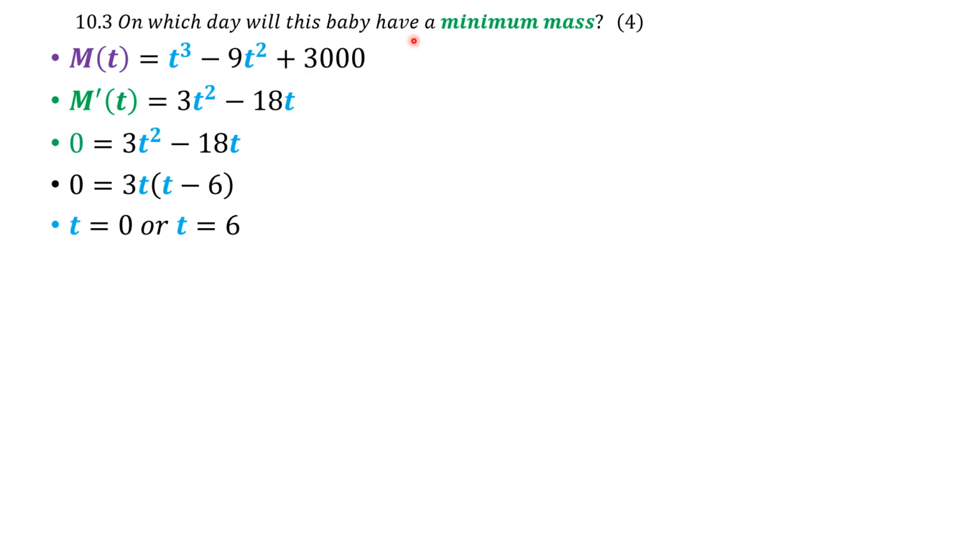So on which day will the baby have a minimum mass? On the 6th day. So the 6th day is the lowest this baby would go from day 0. After that, the baby starts picking up weight again, and as you can see from the previous problem, on day 9 the baby was back to its original mass.